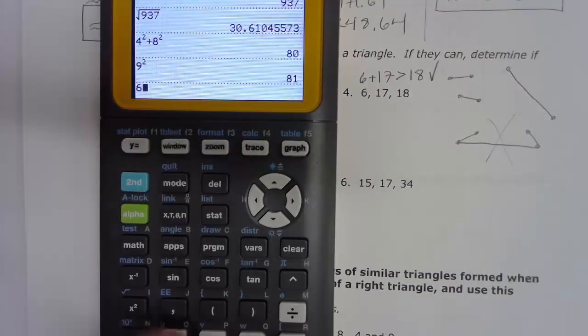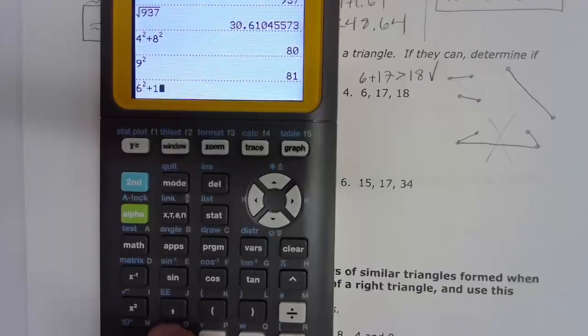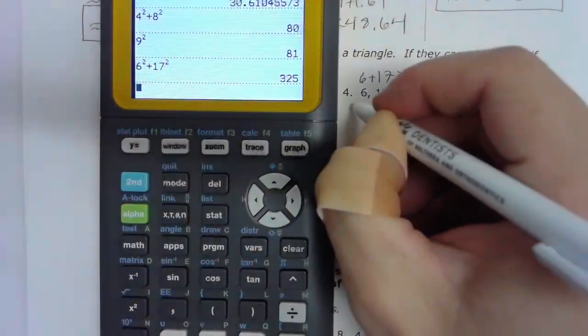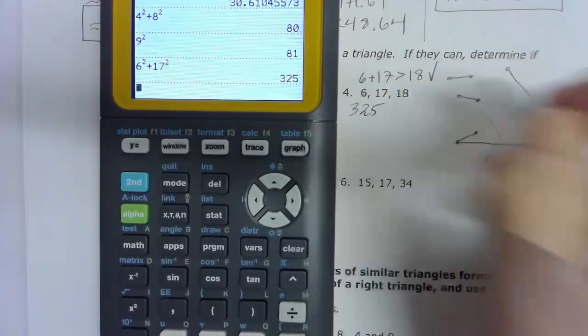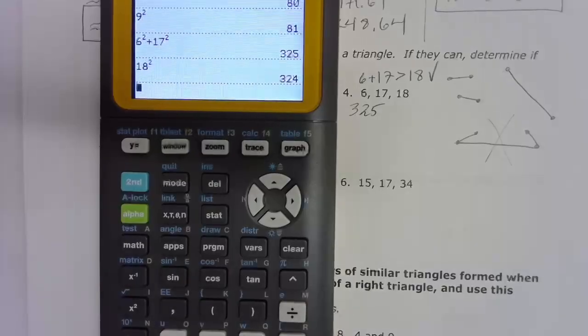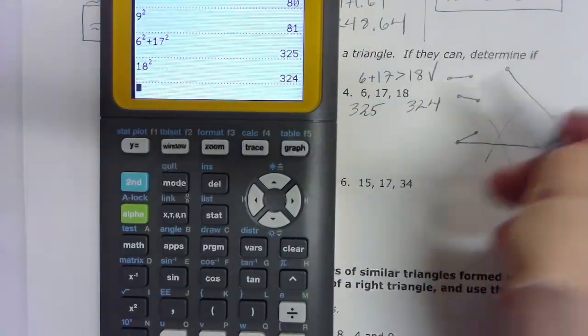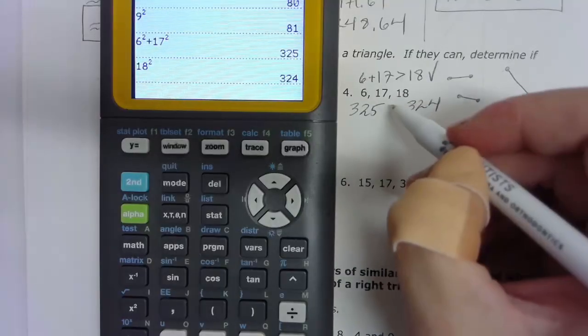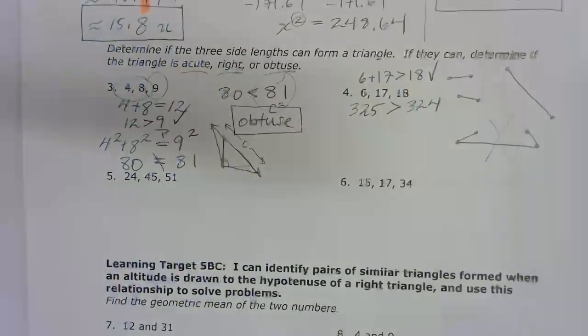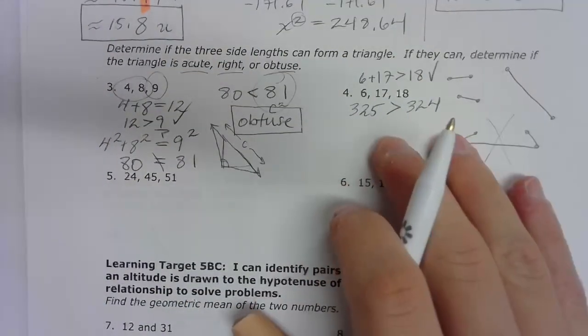All we have to do is take 6 squared plus 17 squared. On this side, we get 325. And then on the other side, let's take 18 squared. On the other side, we get 324. So in fact, no, this side is bigger. They're not equal, so it can't be a right triangle.